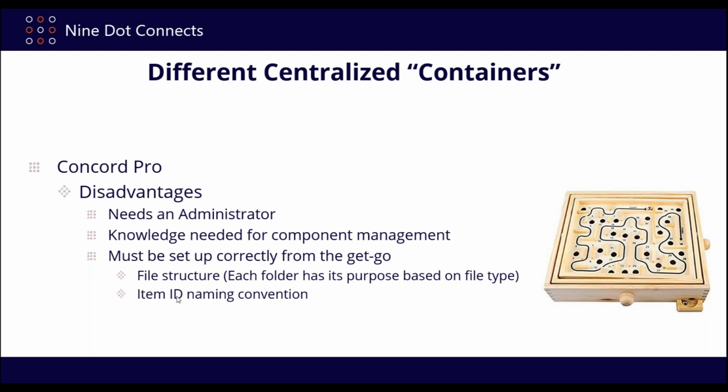And then there's also this thing called the item ID naming convention, which you kind of want to get right from the get-go, because this ID is very similar to those things in a database. Every single database row or record, which is your component, has to have something unique about it. And that's how Altium handles that within its system.